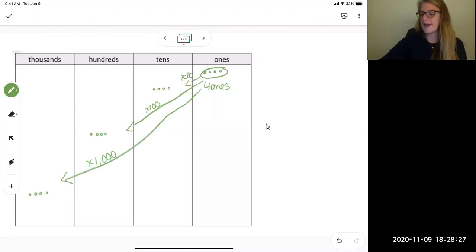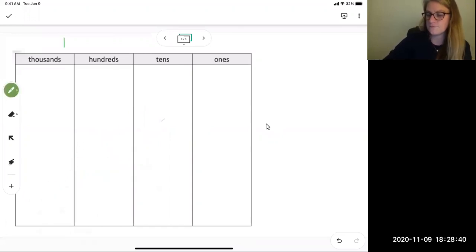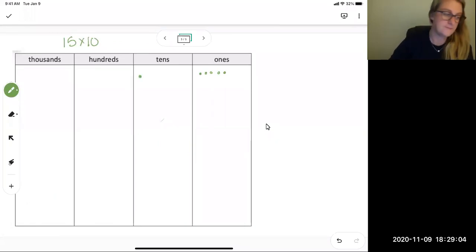Okay, let's try a double-digit number. Okay, so if we have 15 times 10, let's try 15 times 10. So if I was drawing out 15 on my place value chart, think about how would I draw out 15 on my place value chart? Well, that's very easy. We would draw 5 ones and 1 ten.